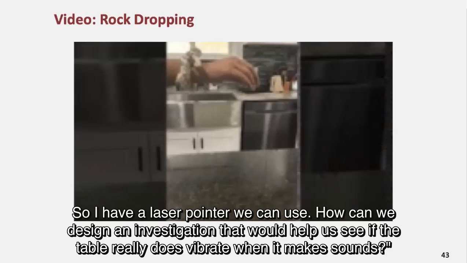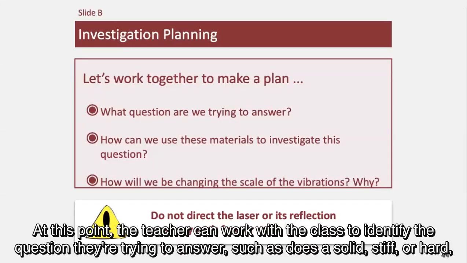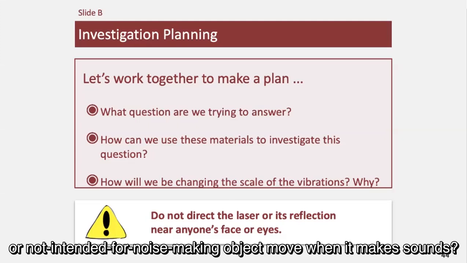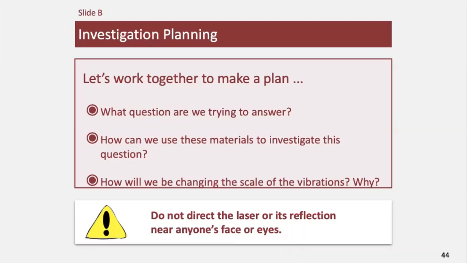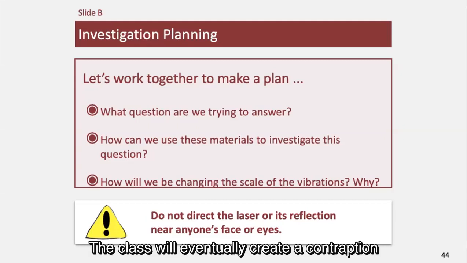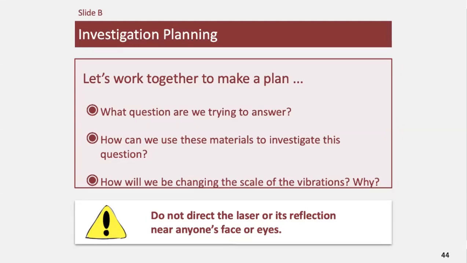How can we design an investigation that would help us see if the table really does vibrate when it makes sounds? At this point, the teacher can work with the class to identify the question they're trying to answer, such as, does a solid, stiff, or hard, or not intended for noise-making object move when it makes sounds? Then they can talk through and set up an investigation using the materials the teacher has, including the laser pointer. The class will eventually create a contraption like this.